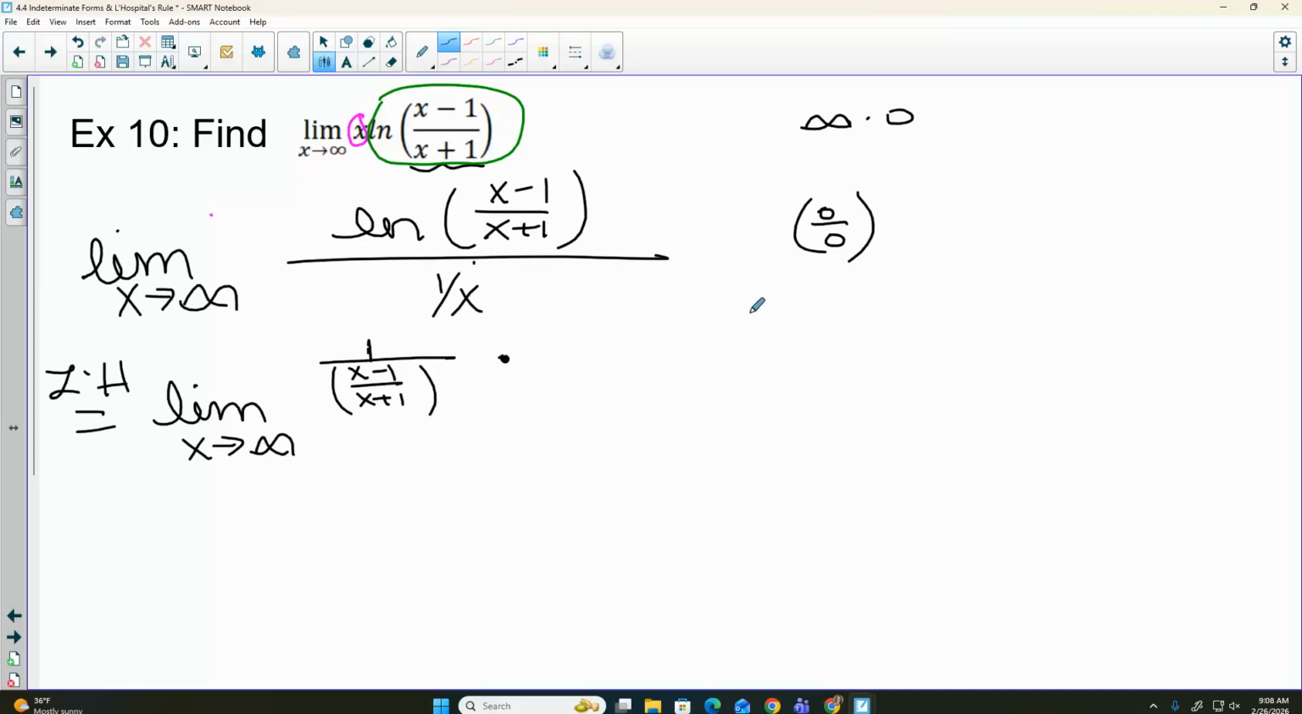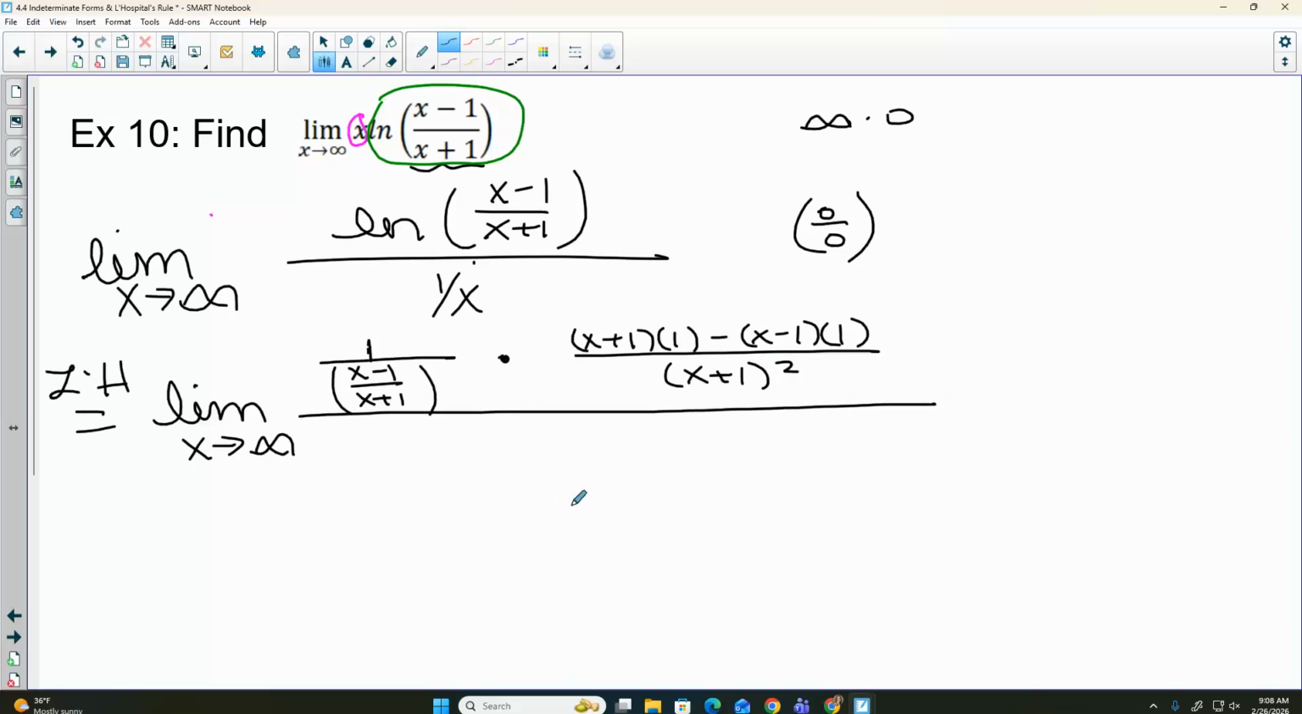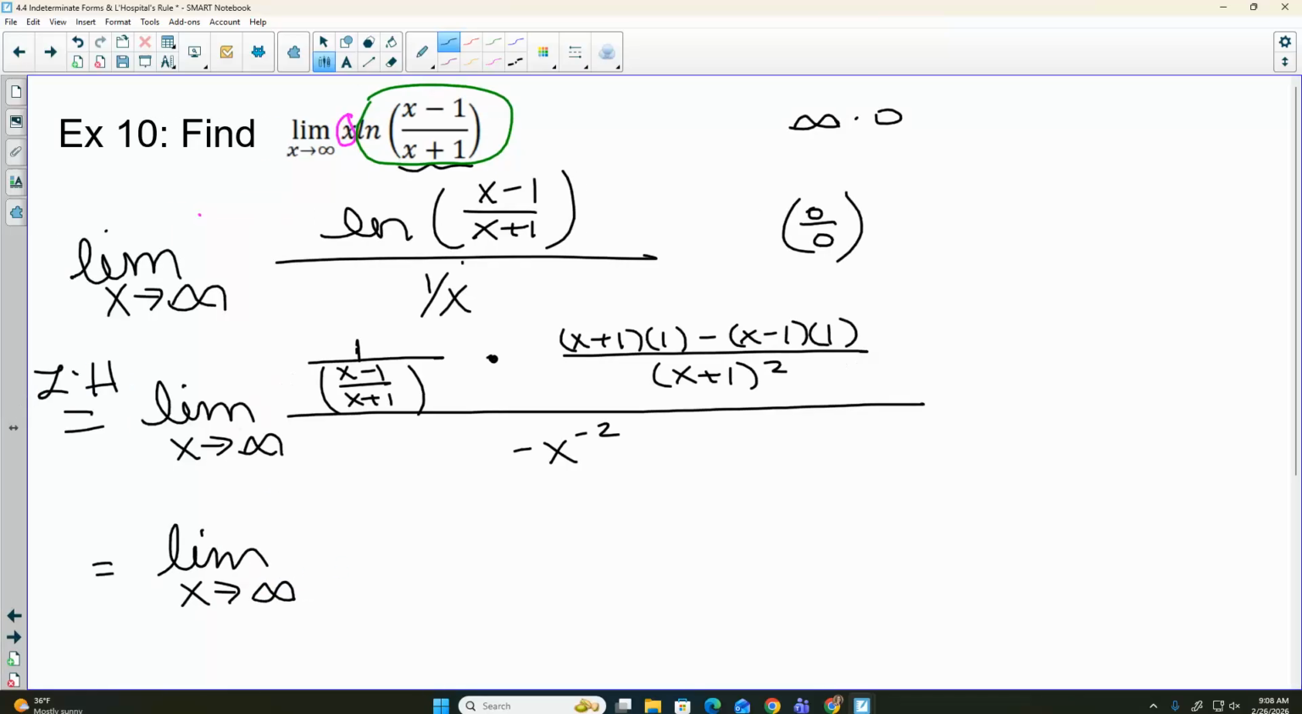Okay, so low d high minus high d low over low squared. The bottom, 1 over x, that's like x to the -1, so when you do that derivative, you get negative x to the -2. So, very ugly, but we can clean this up.